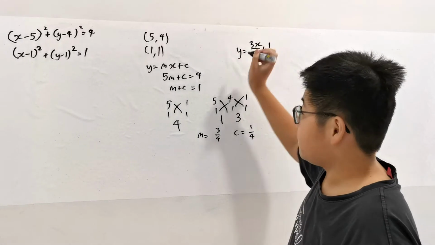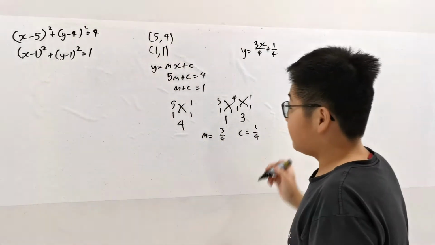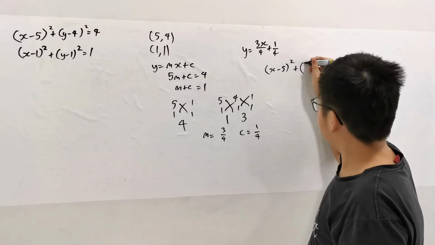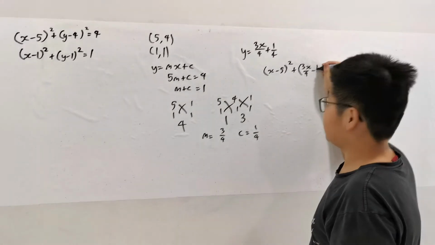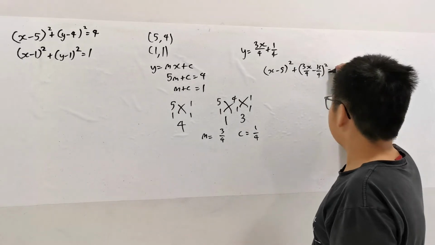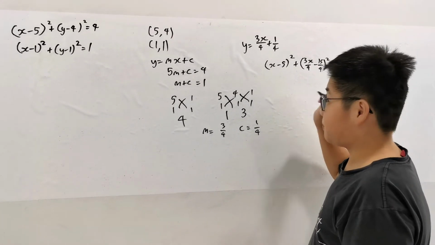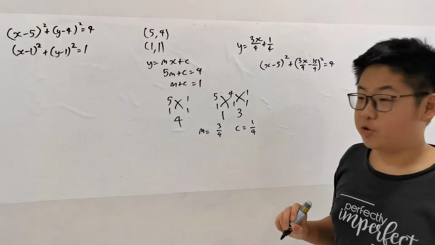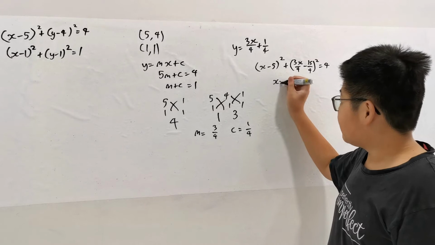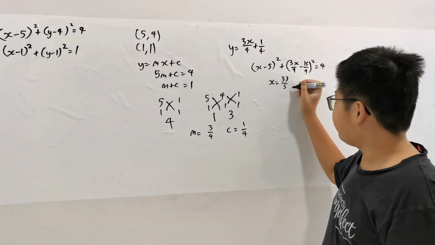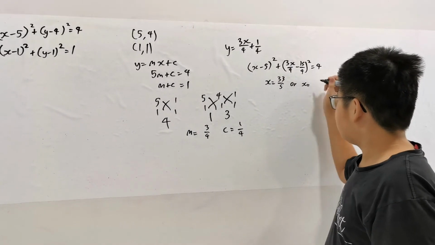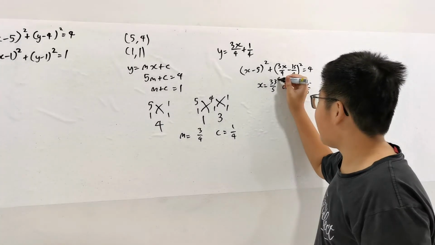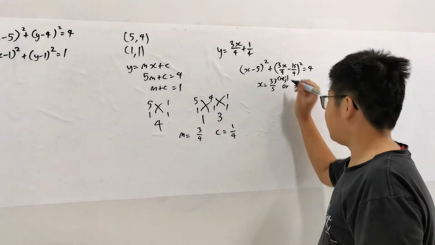We can substitute this equation into here. So x minus 5 squared plus 3x over 4 minus 15 over 4 squared equals 4. Now you expand the brackets, you get a rather complicated looking quadratic equation which will have two solutions. x equals 33 over 5 or x equals 17 over 5. Obviously, this coordinate is out of bounds for this circle, so we label it as rejected.